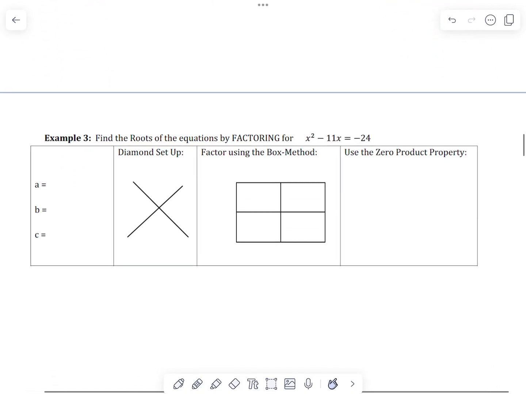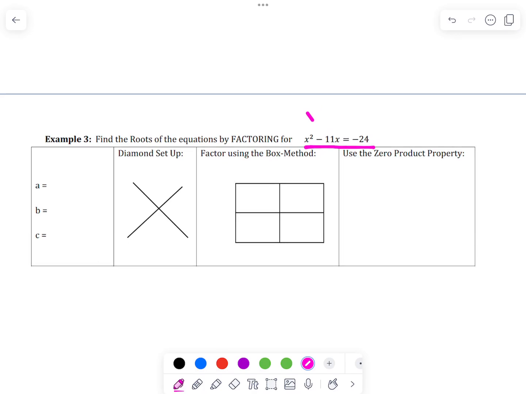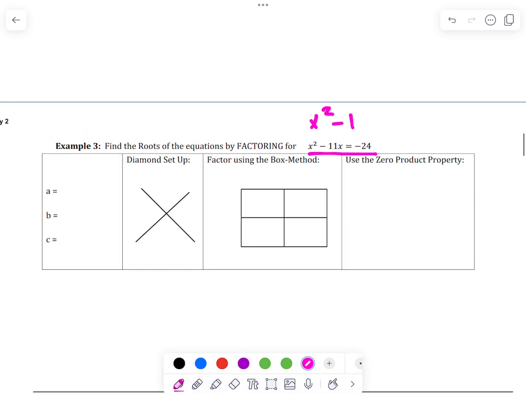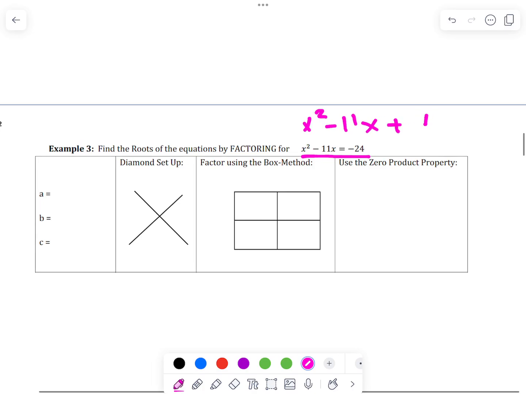All right, let's do one more. This one, the equation is not in standard form. So before we set up our diamond and box, we have to move that 24 to the left side. So we're going to add 24 to both sides. So we get minus 11x, and then plus 24. And now it's in standard form.